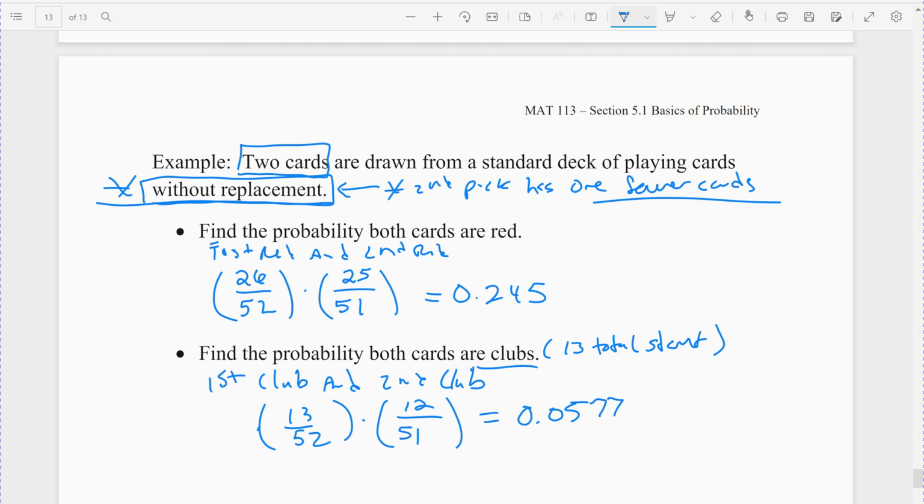Alright, so again, with replacement, without replacement, changes the second probability. Alright, we'll stop there. I'll do the last thing in my last video.